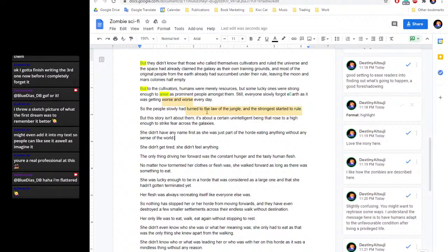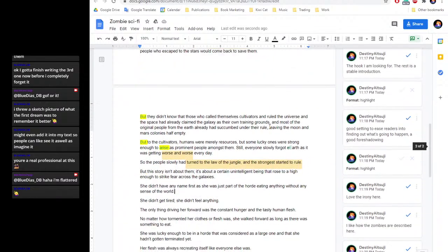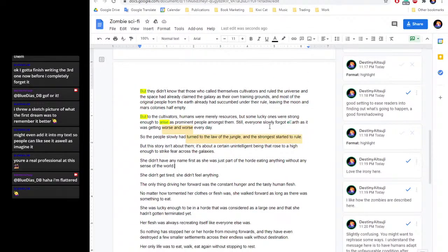So they slowly turned to the law of the jungle and the stronger started to rule. So now we see how this goes. There are cultivators, there are zombies, and then there's a power struggle somewhere. I think this writer has greater promise of writing this zombie sci-fi fic compared to the Cafe BL novel. Way better. And all these points are actually linked. I have so far not needed to say this one goes in that paragraph, this one comes first, that one comes second, or this sentence is overly complex. No need. The writer knows exactly what to do here. This is their calling.